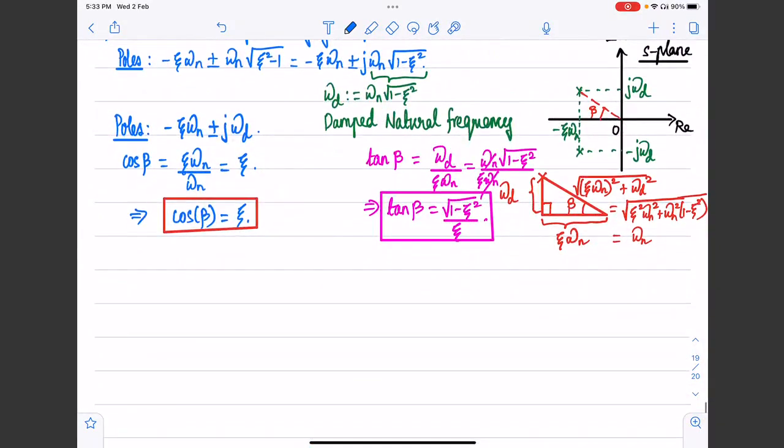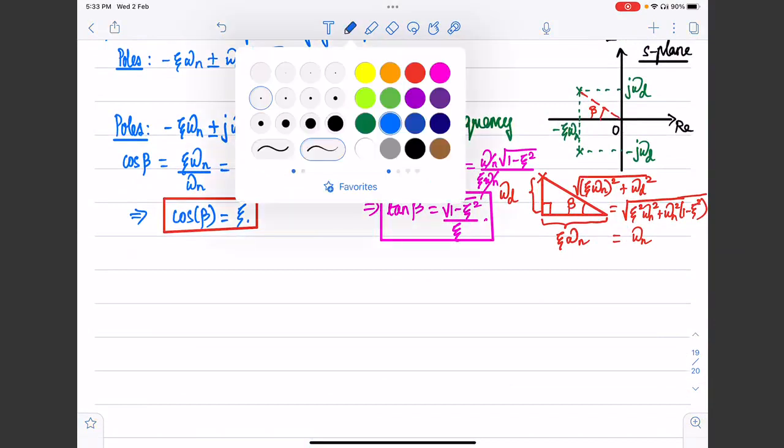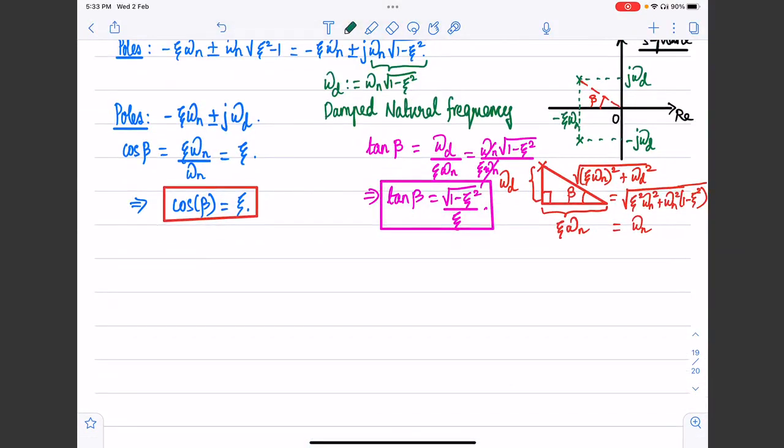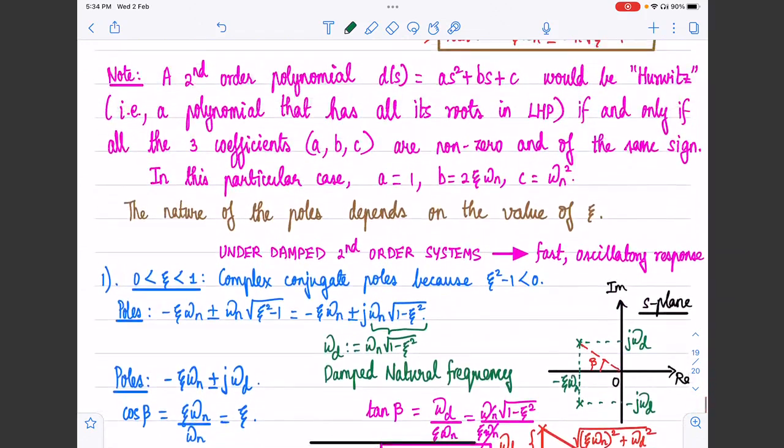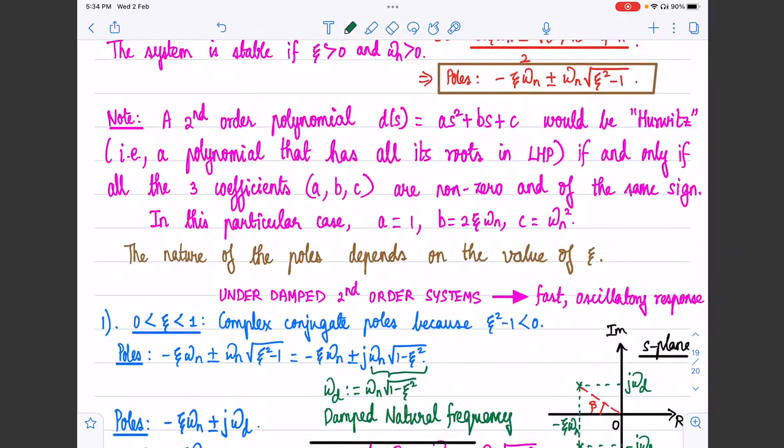All right. So any other questions before we go ahead? Okay. So let's go. Now the second class of systems. We considered first the range when zeta was between 0 and 1. The second class is when zeta is exactly equal to 1. When zeta is exactly equal to 1, if you look at the poles, we have minus zeta omega n plus or minus omega n times square root of zeta square minus 1. So these are the two poles.